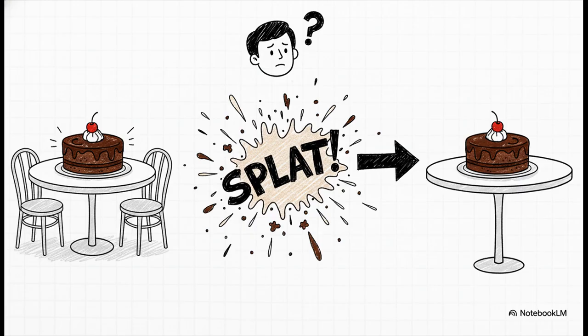A pod, our cake, crashes. The system, like a good manager, replaces it immediately. But that new cake shows up on a new table, what we call a node, and it has a totally different internal name. If you were trying to find that one specific cake, you'd be totally lost. This is the exact reason Kubernetes services were invented.